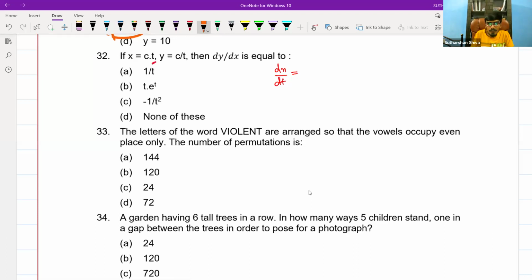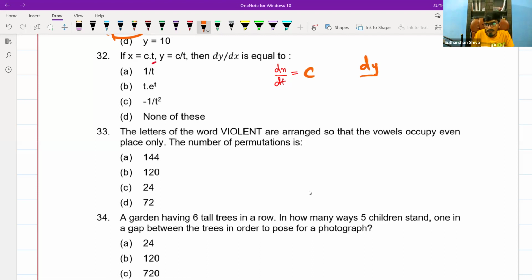They are asking dy by dx. So dy by dx by dt I can write down. C is a constant. So what I can do? C t, it will become C only. Okay, t will become 1.